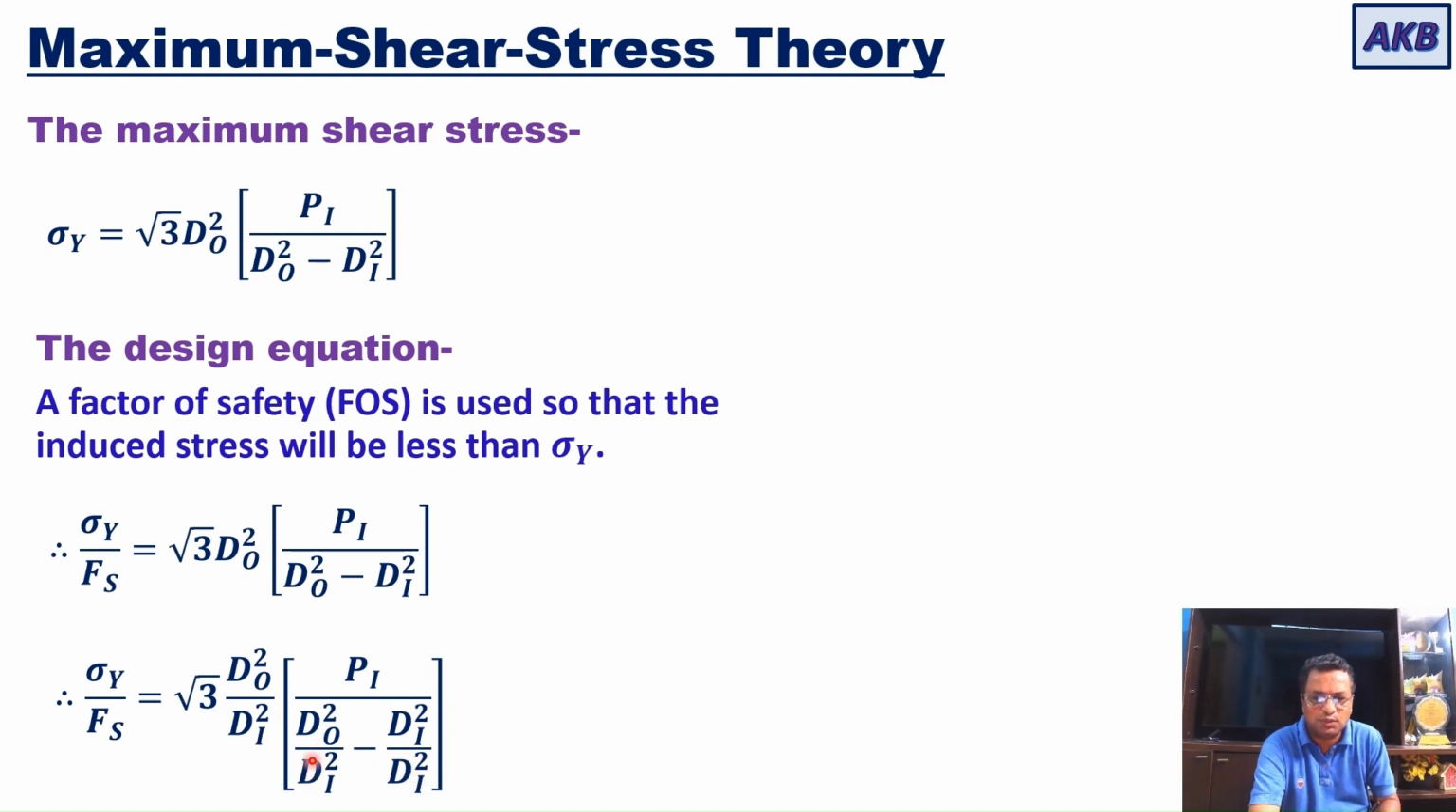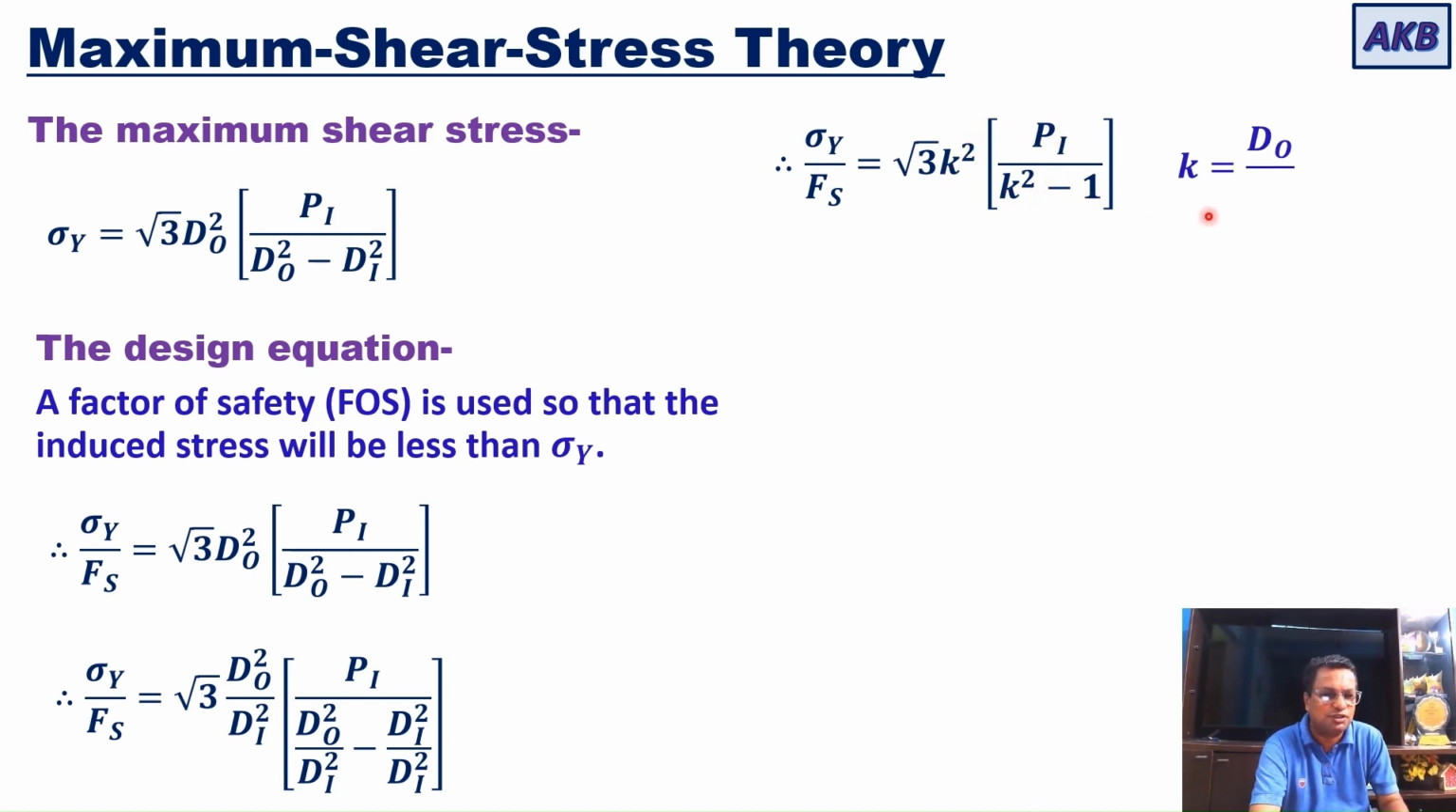I have taken di square common from the denominator, and if I do that, you get this. It will be do square upon di square into pi upon do square upon di square minus di square upon di square. So in the next step, di square upon di square is 1, and for the ratio do upon di, we are going to use k to represent that ratio. So it will be sigma y upon Fs is equal to under root of 3 into k square into pi upon k square minus 1, where we have replaced do upon di with k.